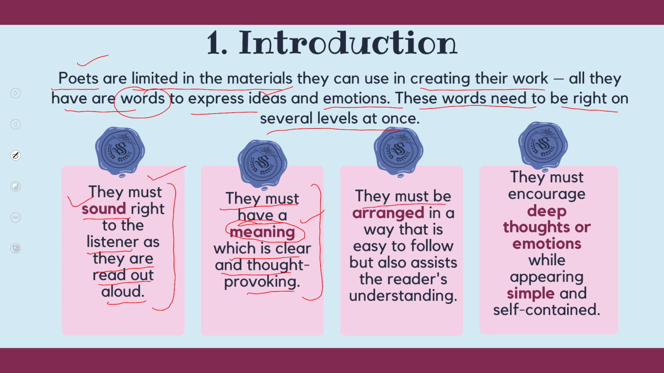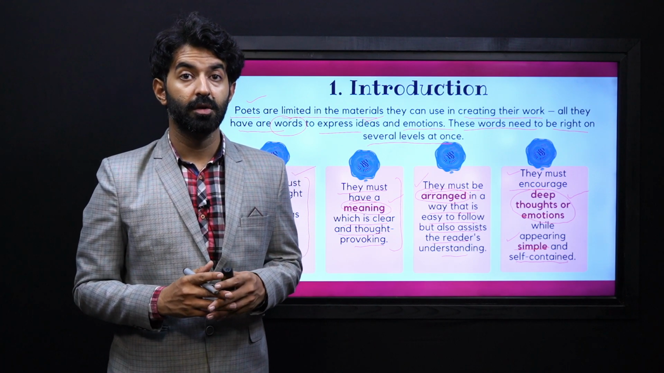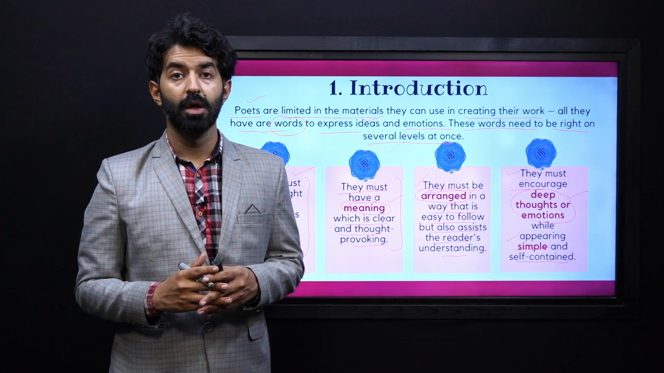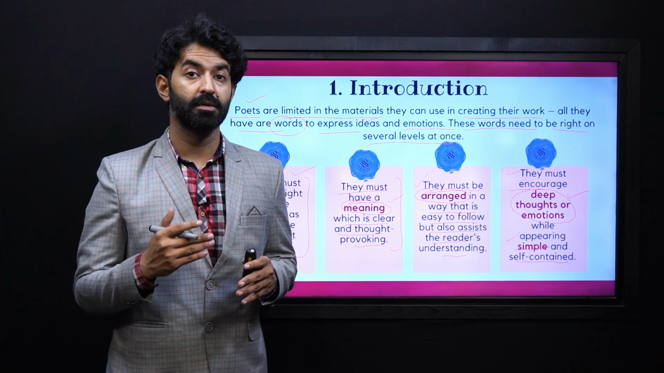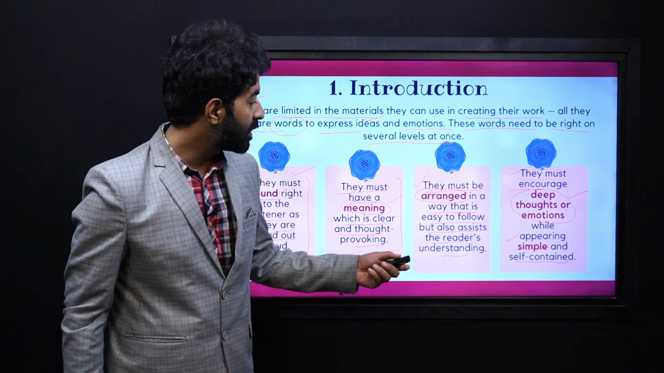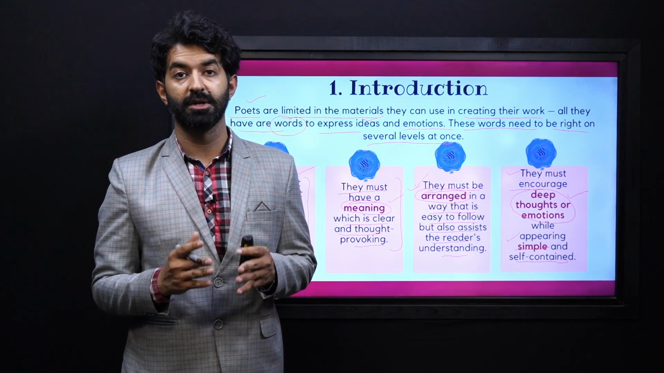And then they must be arranged in a way that is easy to follow but also assists the reader's understanding. So the arrangement, in this case in poetry, we know that poems are arranged in different verses and different stanzas. So arrangement is very important. Then they must encourage deep thoughts or emotions while appearing simple and self-contained. So these are all the things that a poet needs to see, and if you want to write poetry, you will follow all these things mentioned. So the trick is to play with words and use them correctly, whether it's to show image or using the correct language structure, the proper arrangement of a text of such poems.